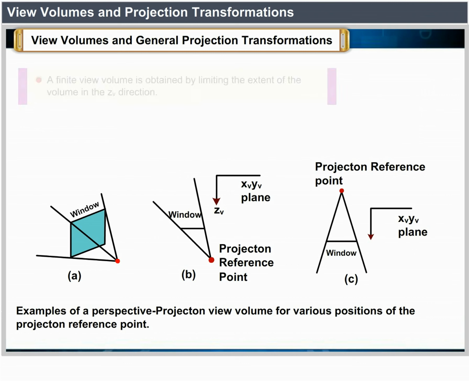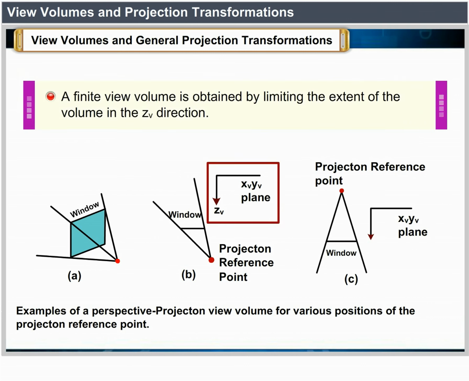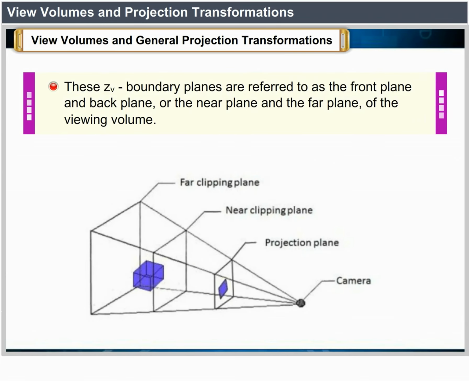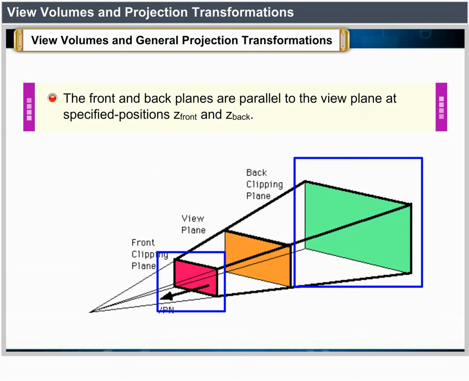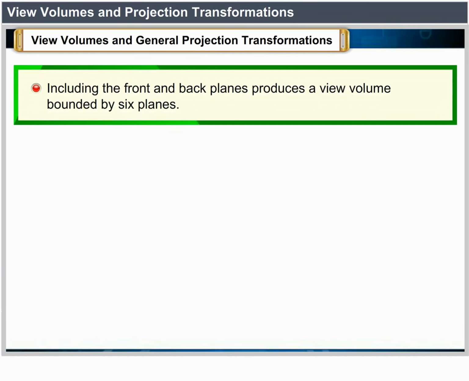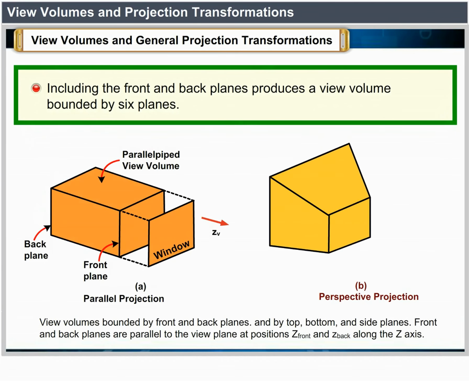A finite view volume is obtained by limiting the extent of the volume in the ZV direction. This is done by specifying positions for one or two additional boundary planes. These ZV boundary planes are referred to as the front plane and back plane, or the near plane and the far plane of the viewing volume. The front and back planes are parallel to the view plane at specified positions Z front and Z back. Both planes must be on the same side of the projection reference point, and the back plane must be farther from the projection point than the front plane. Including the front and back planes produces a view volume bounded by 6 planes as shown in this figure.